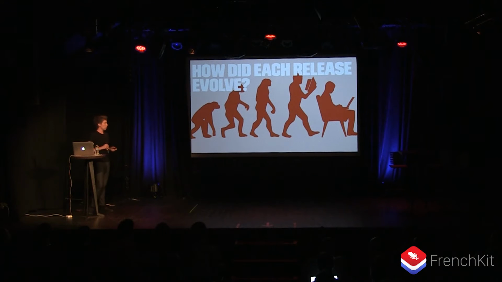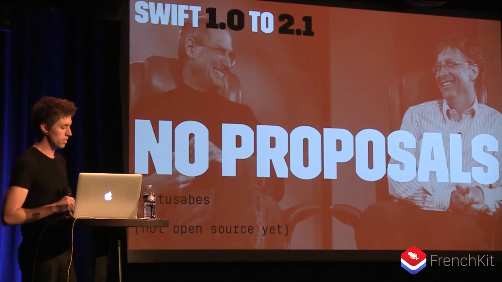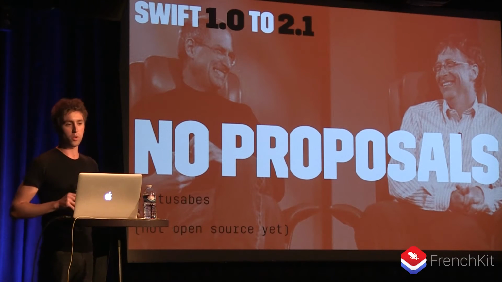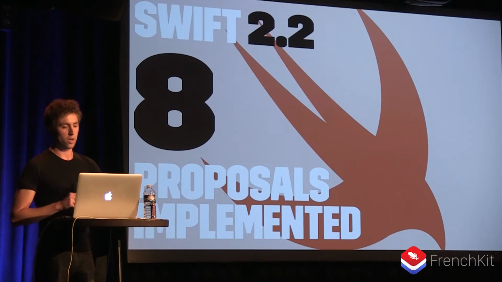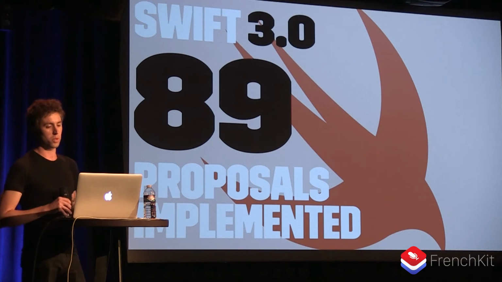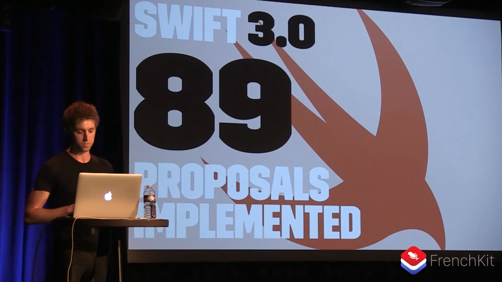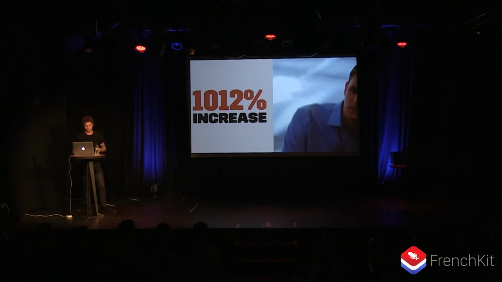Okay, and now with all this data, we know which version of Swift these proposals were implemented in, so we can see how Swift has evolved through each version. With 1.0 to 2.1, there were no proposals because Swift was not open source yet. In 2.2, 8 proposals were implemented. 2.2 was in development for about 3 to 4 months. And when Swift 3.0 came along, 89 proposals were implemented in about 5 to 6 months. So that's 11 times more, or a 1,000% increase.